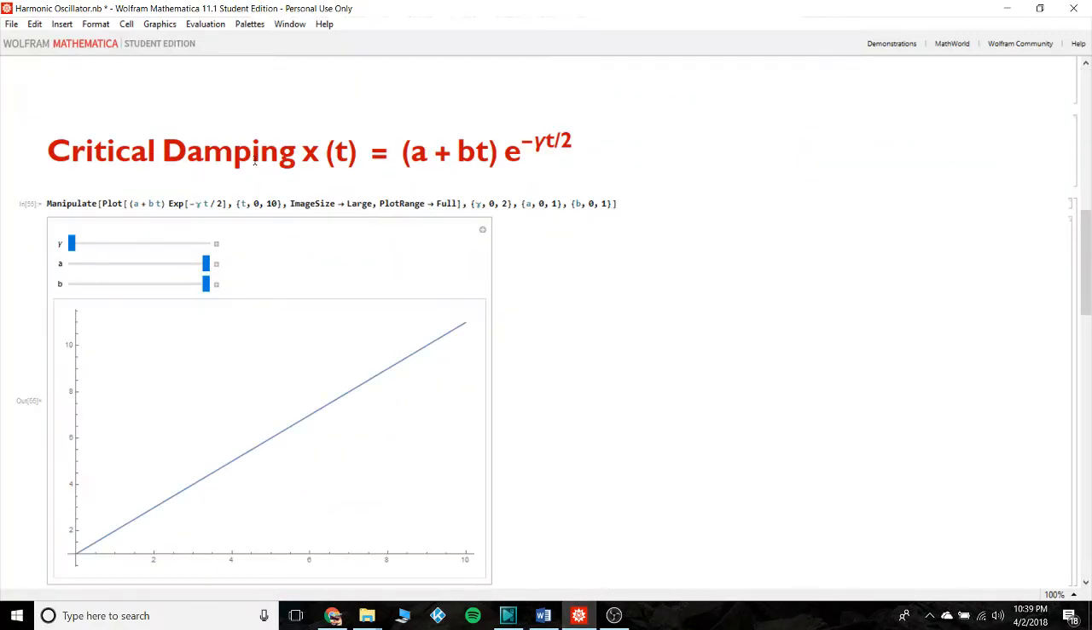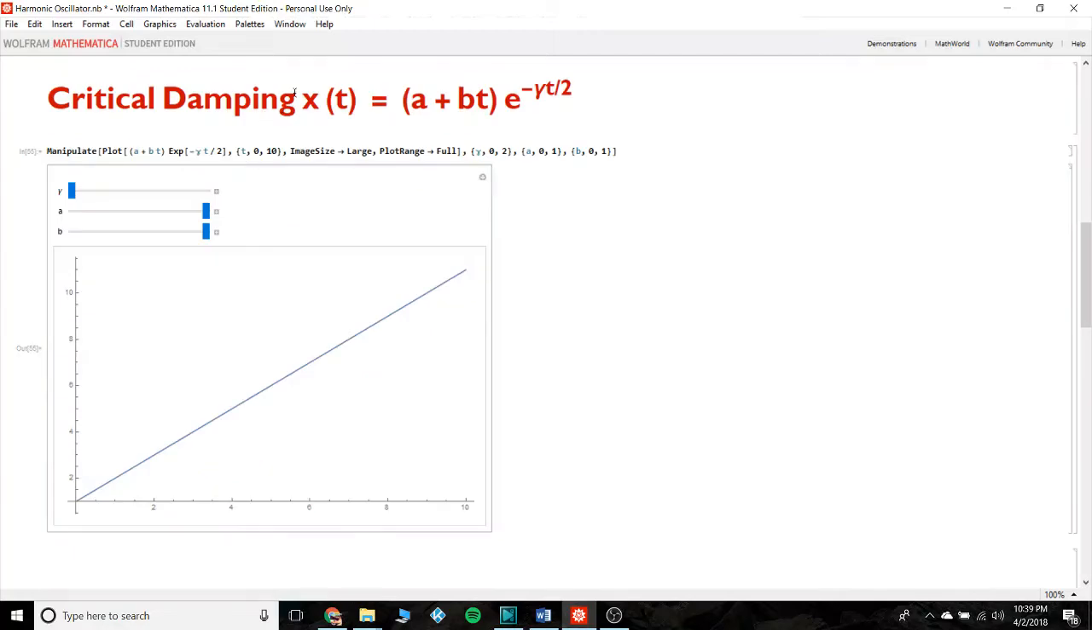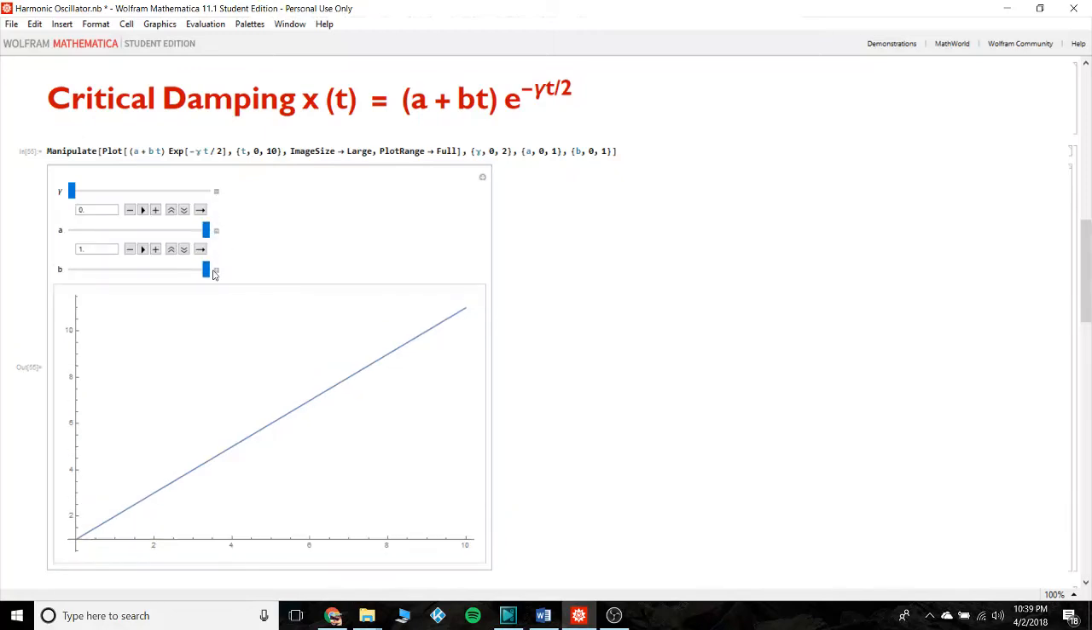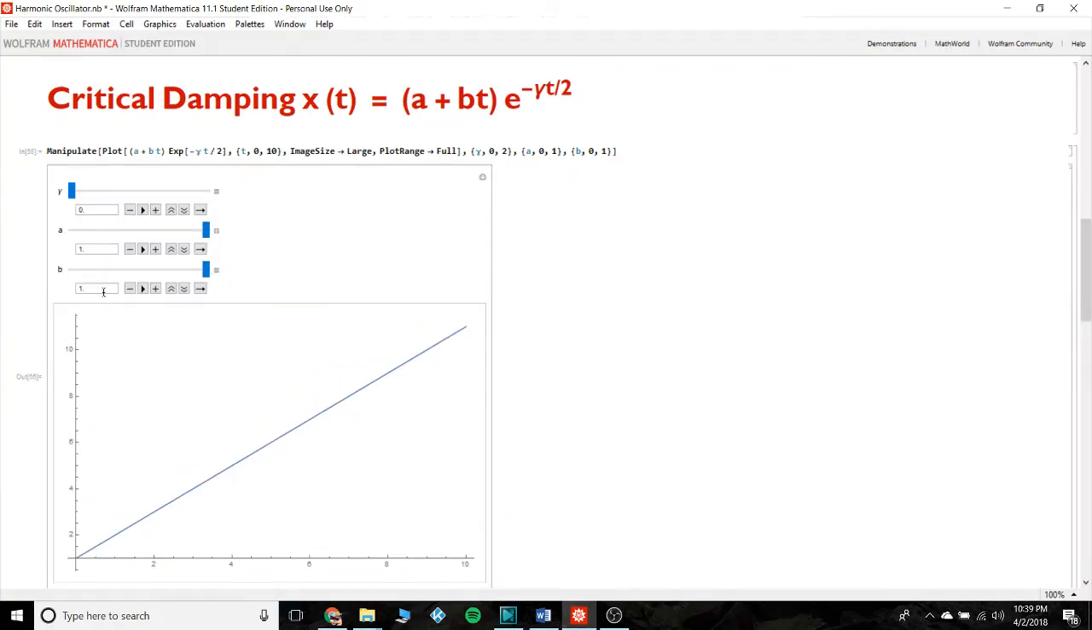Now let's do the critically damped case. And the critically damped case was when all that stuff in the square roots equals 0. This is the solution that we got. And again, gamma is the damping coefficient. Alpha and beta are just constants. We'll set those equal to 1.